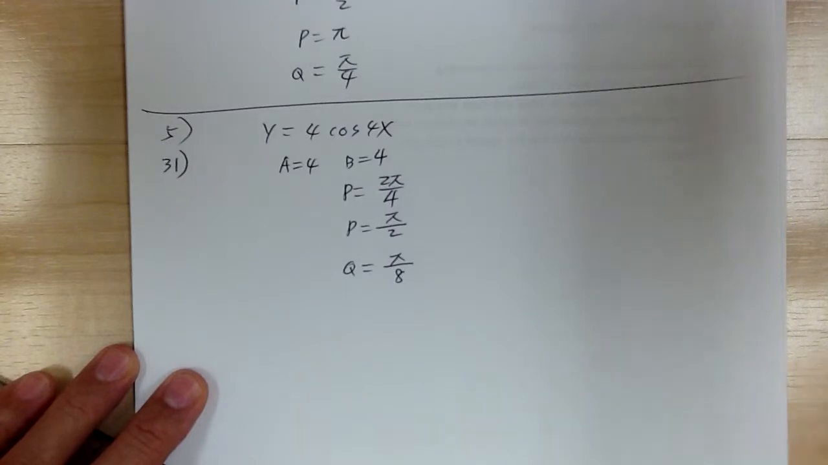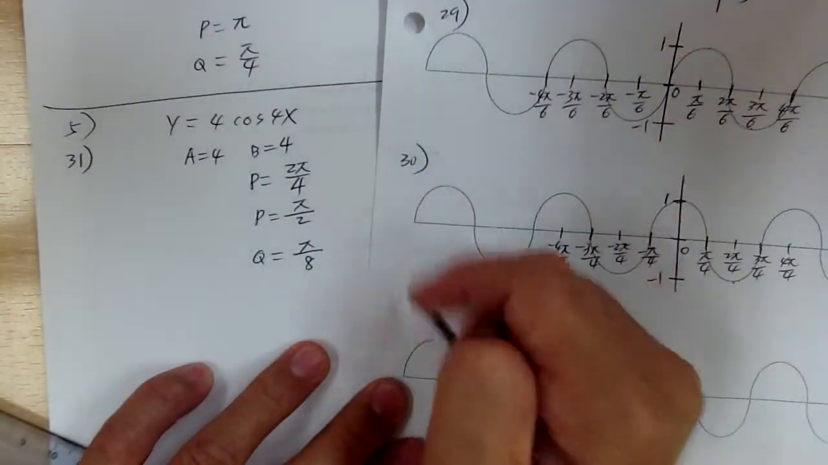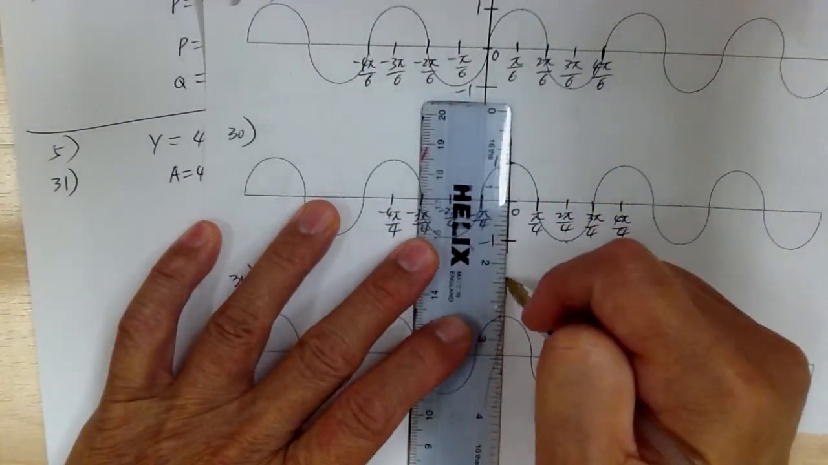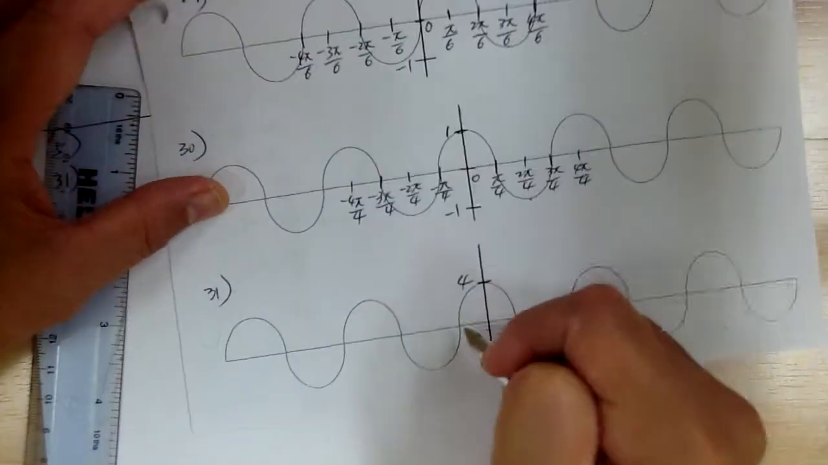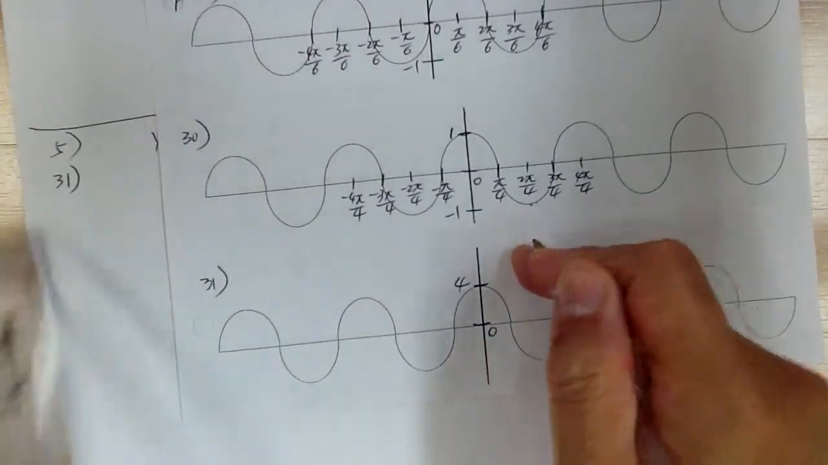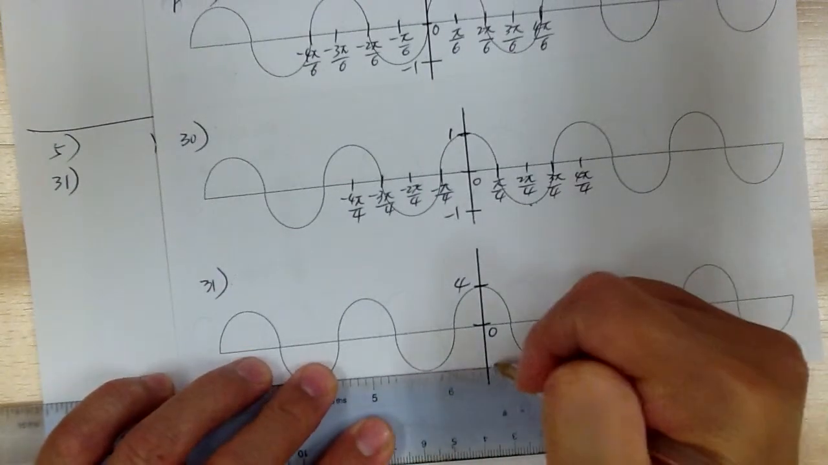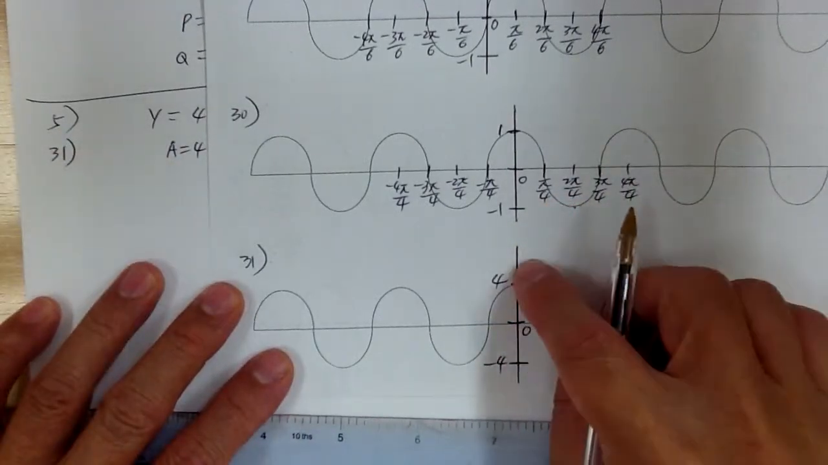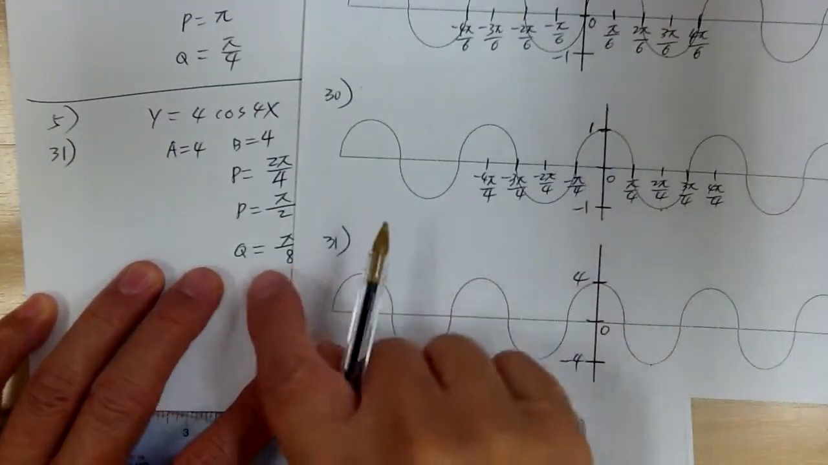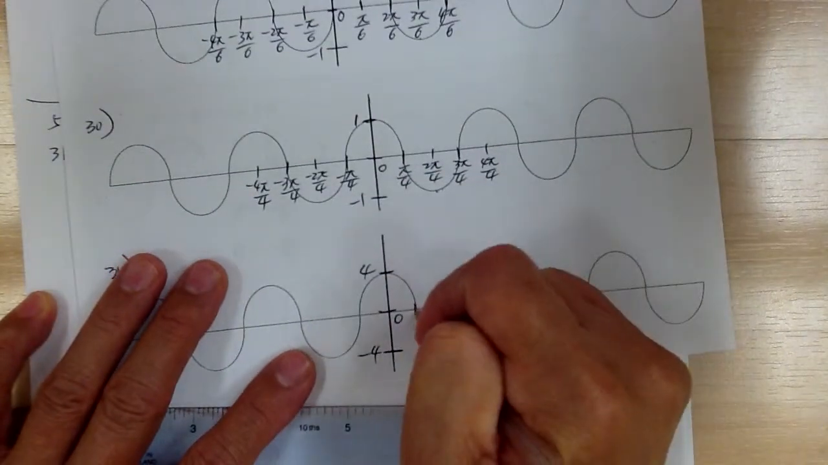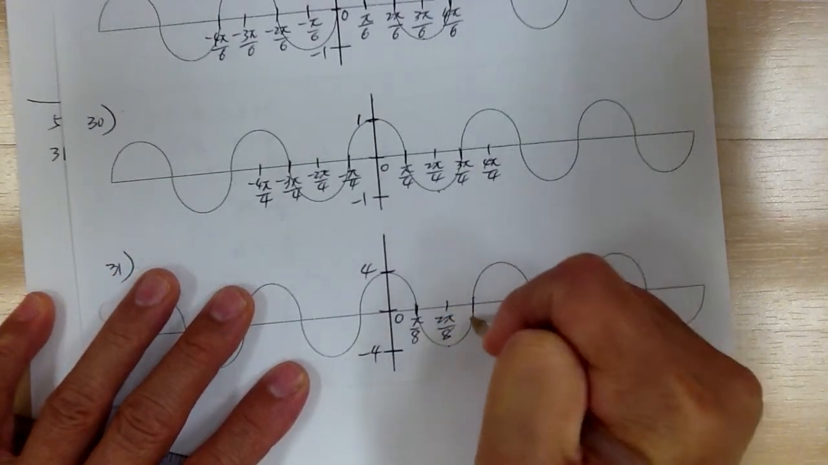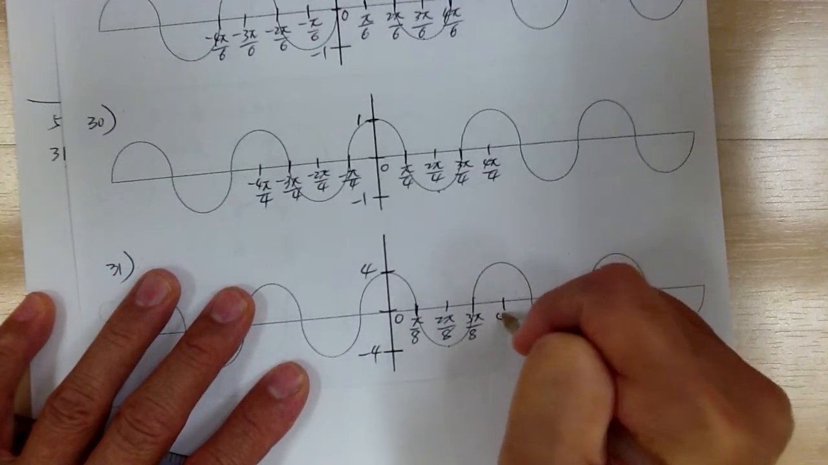Okay, then now let's go to graphing. So number 31. This is a cosine, so cosine starts on the highest point, and the a is 4, that means this would be 4, and this would be negative 4. So again, amplitude is how much you go up or down. When you go up, it's 4. When you go down, it's negative 4. And the quarter wave is pi over 8. So this would be pi over 8, 2 pi over 8, 3 pi over 8, 4 pi over 8.